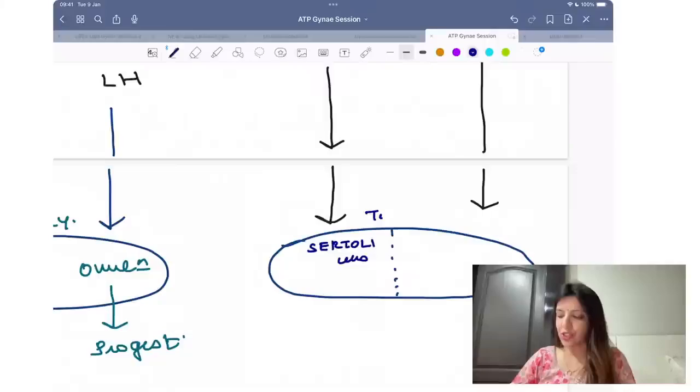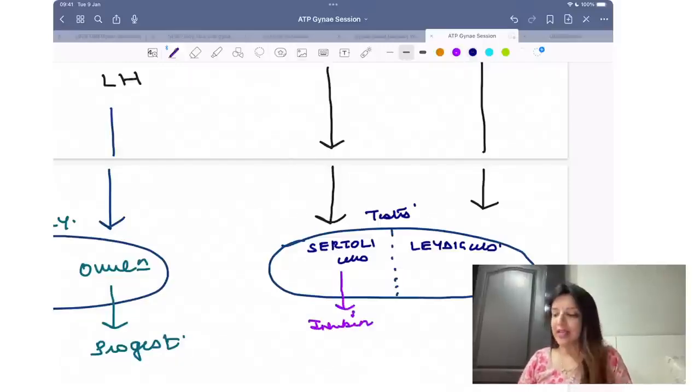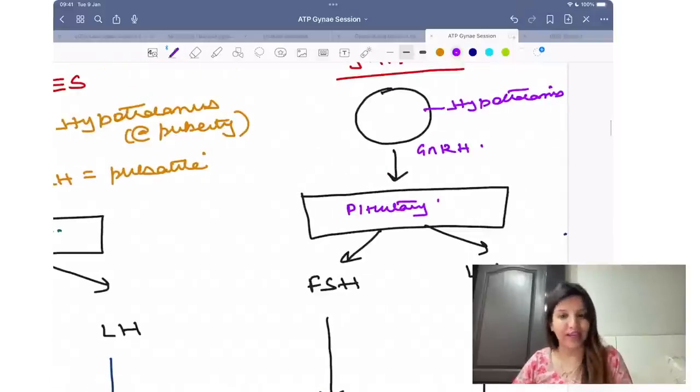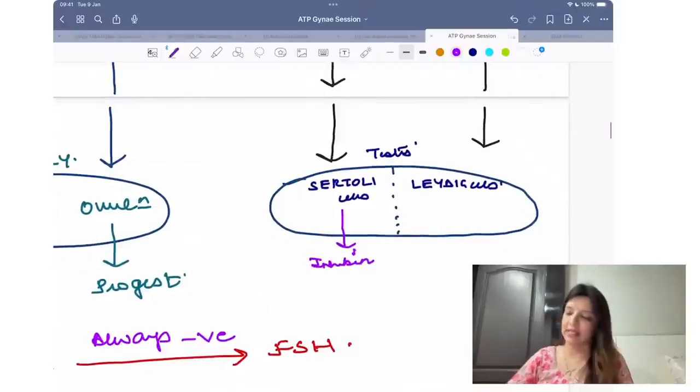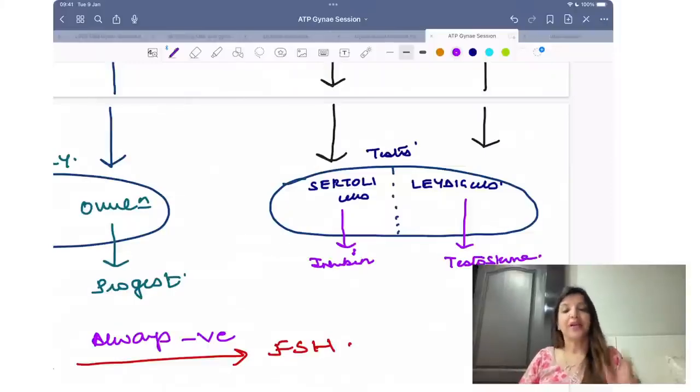So in the testes, we have two types of cells, Sertoli cells and Leydig cells. Sertoli cells are the ones which release inhibin. Leydig cells, under the effect of LH, LH acts on Leydig cells and it produces testosterone. Right? Now, what is the effect of testosterone on LH and FSH?